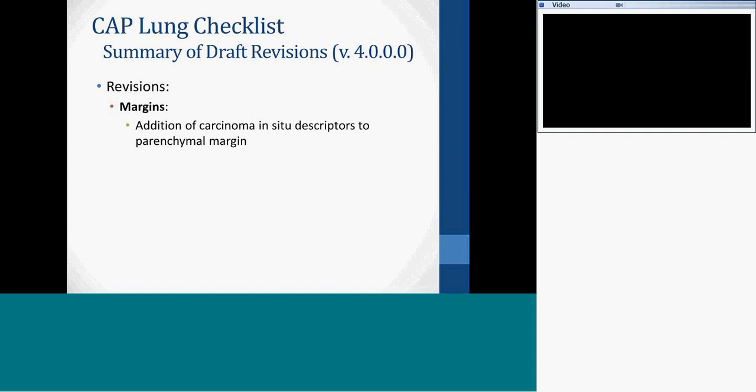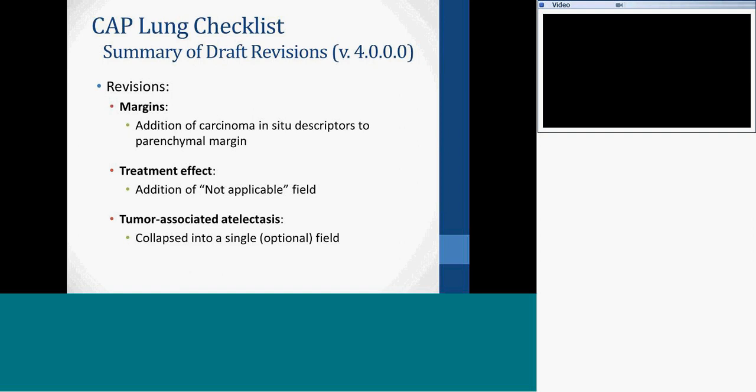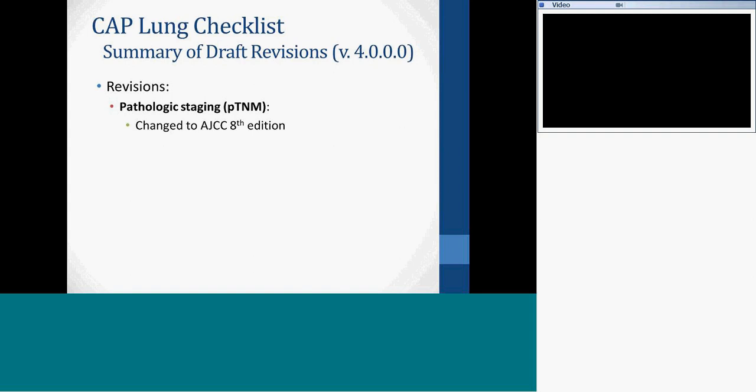For margins, there were also a few minor revisions, really just the addition of carcinoma in situ descriptors for the parenchymal margin, and a few other minor revisions to treatment effect and tumor-associated atelectasis fields. The major change in the upcoming draft version, however, is the incorporation of the 8th edition TNM staging classification, and we'll speak in detail about this soon.